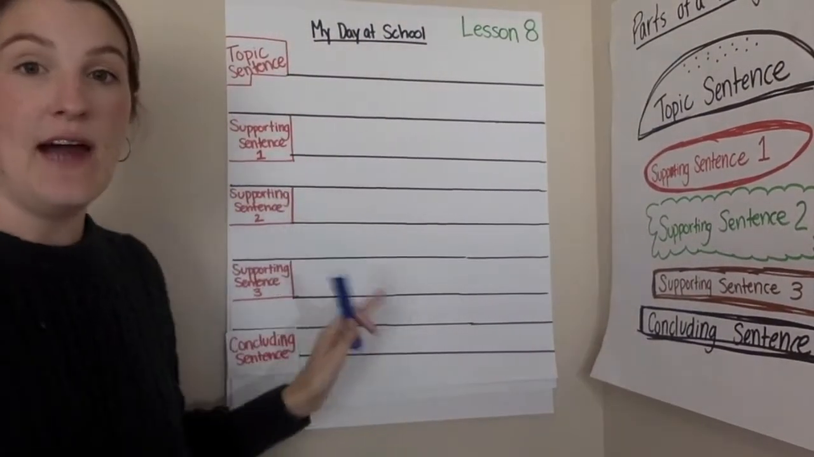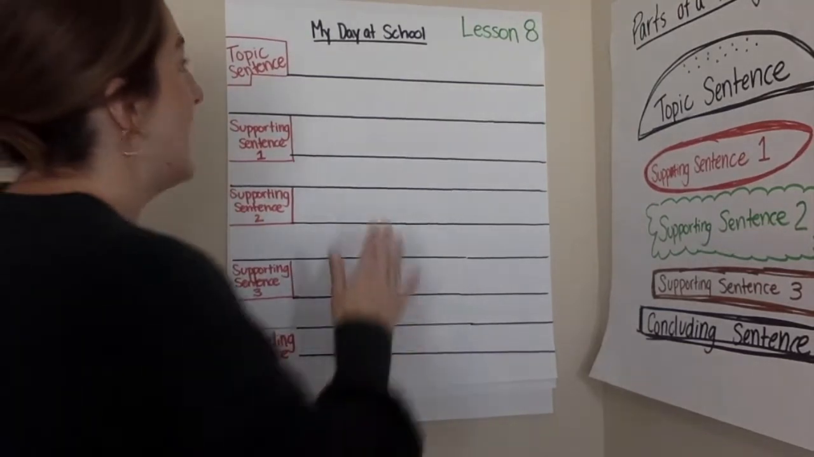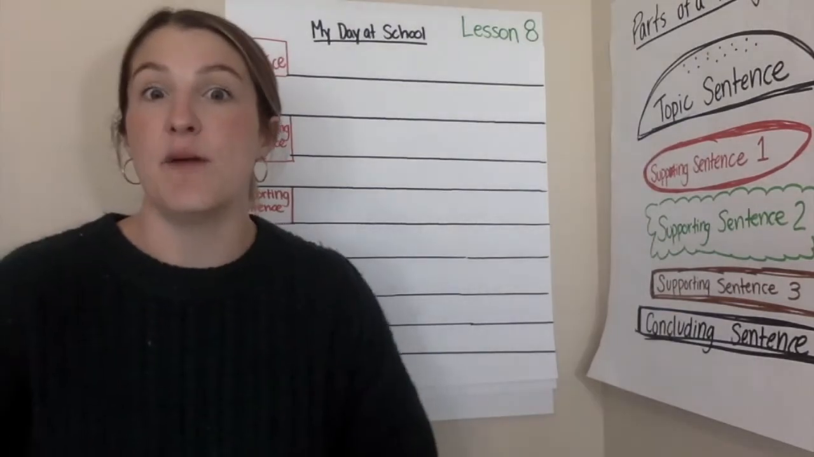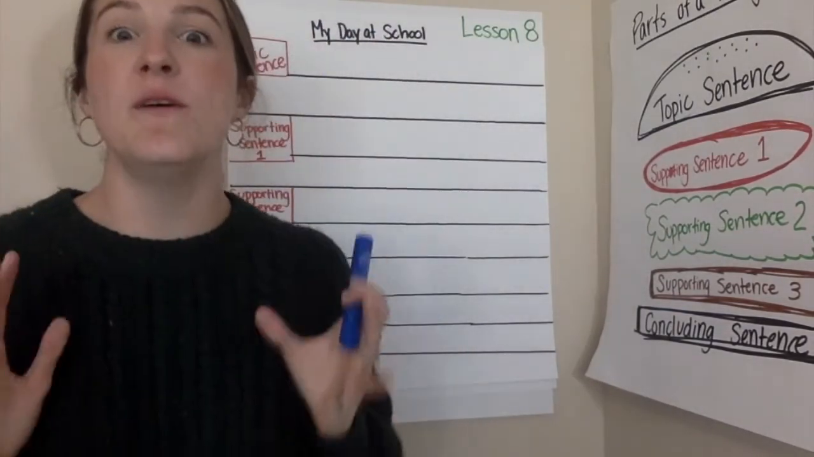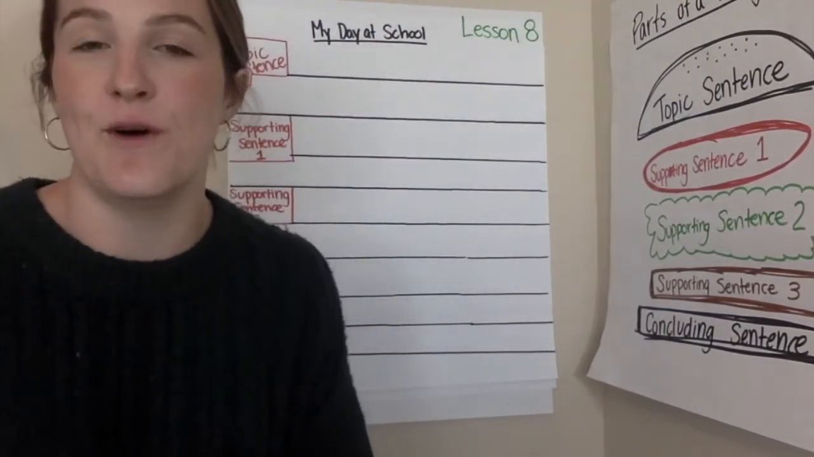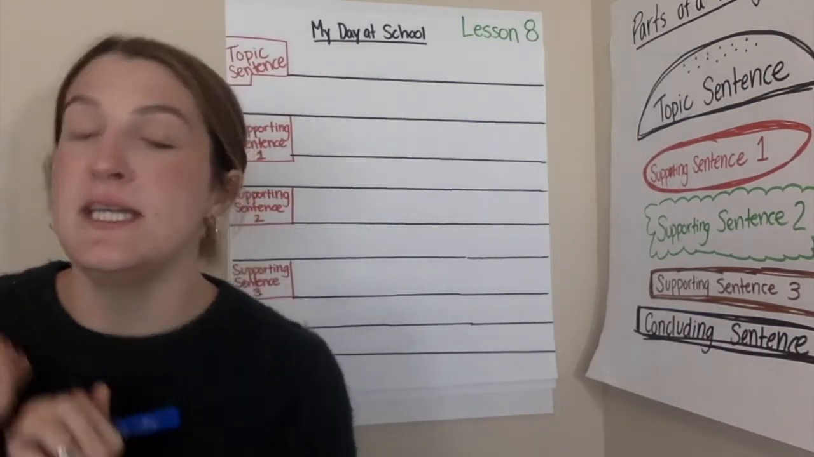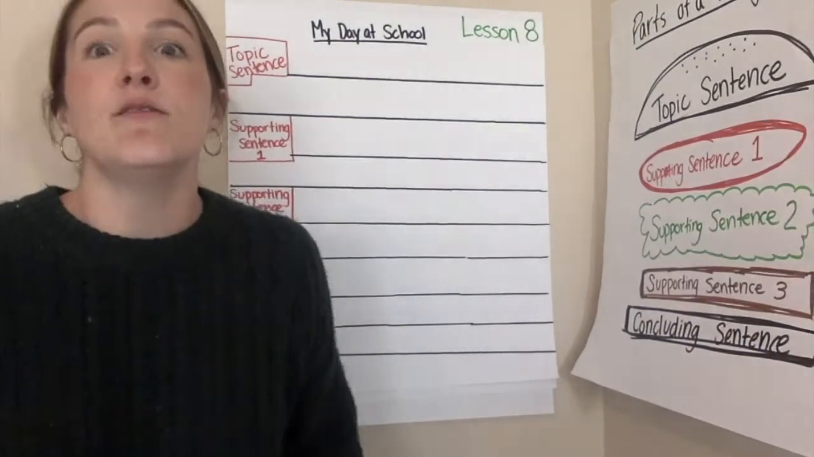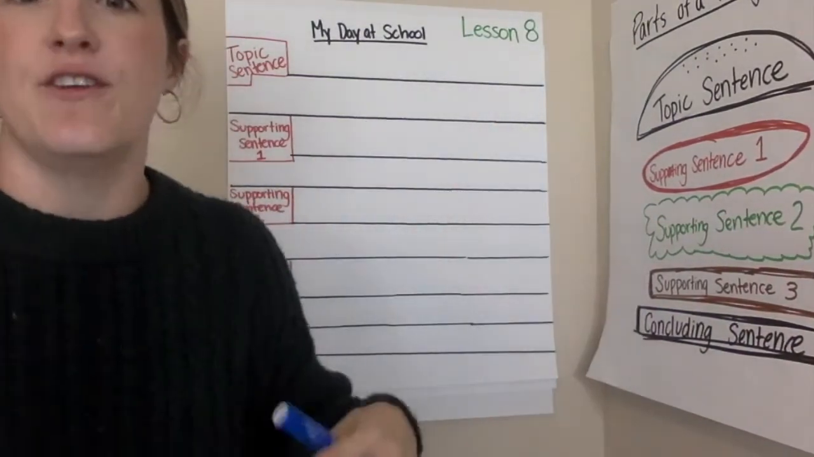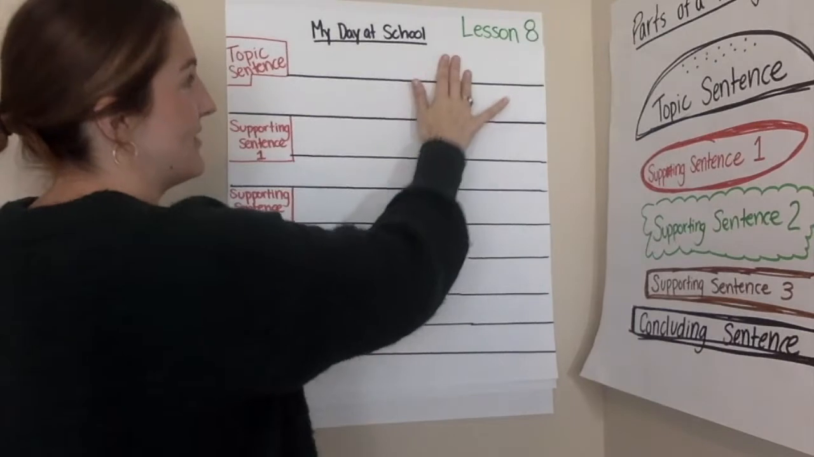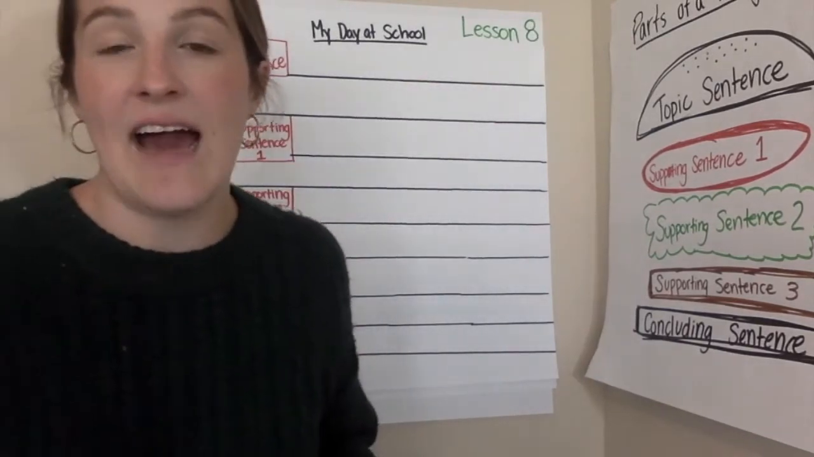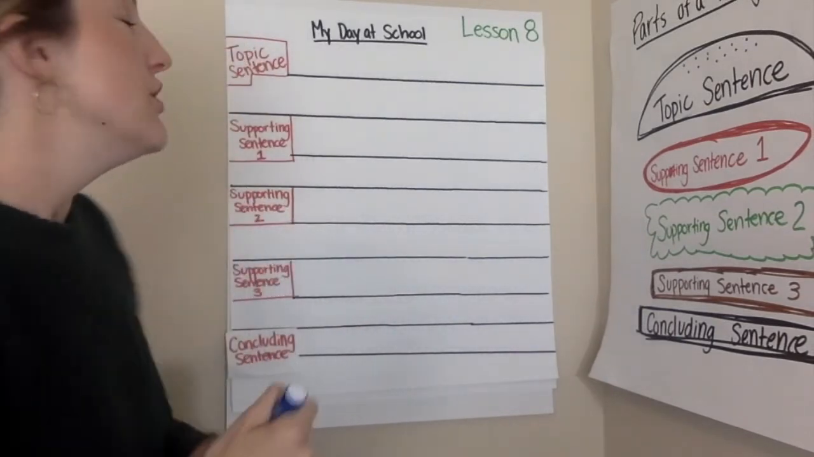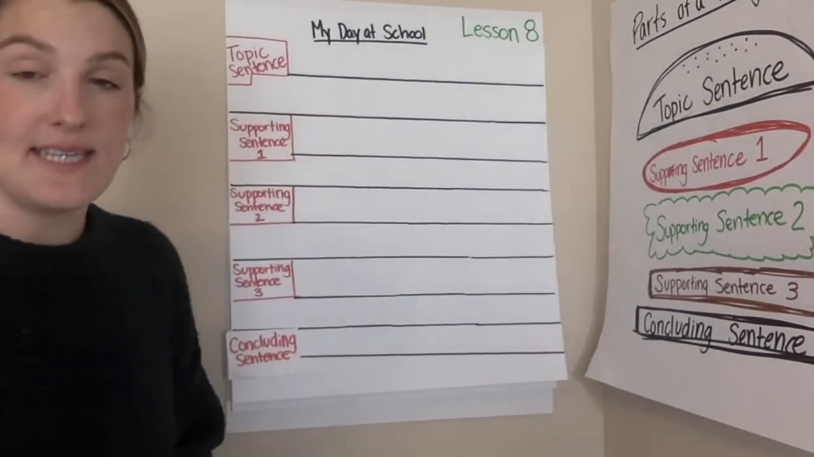Here's my draft. The topic that we're going to write about today is my day at school. So our paragraph needs to be all about your day at school. You can't write about what you did at the park, going swimming, or going on vacation. You're going to be writing about your day at school. It can be the day you just had, or it can be a past day, but it's a day at school. So I'm going to start with my topic sentence.